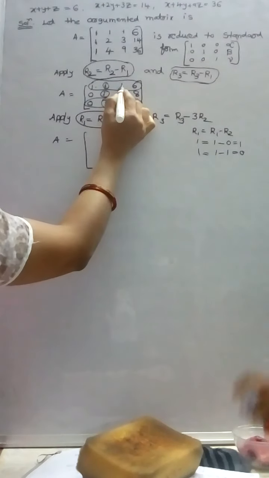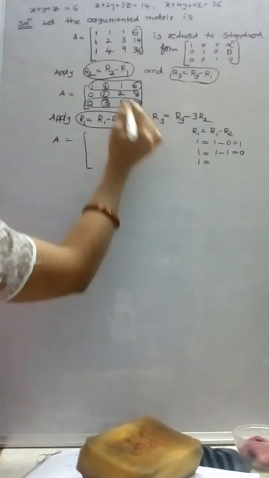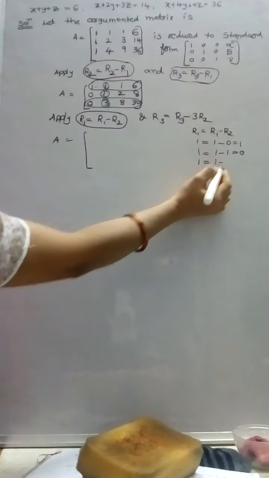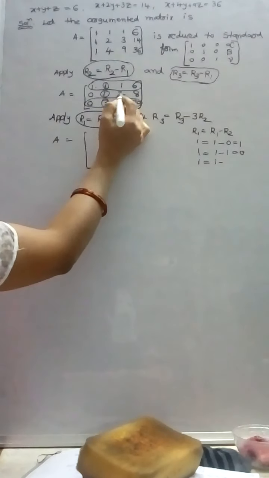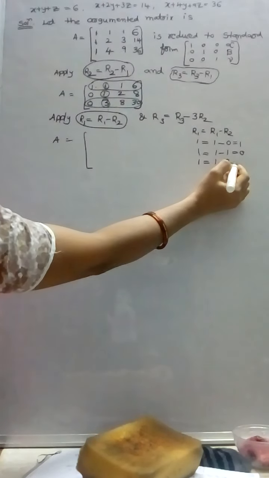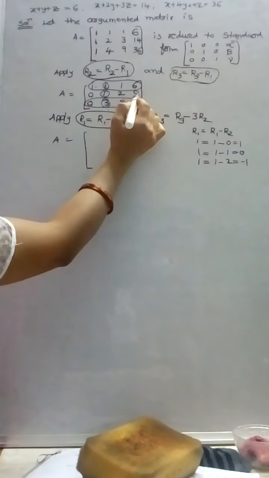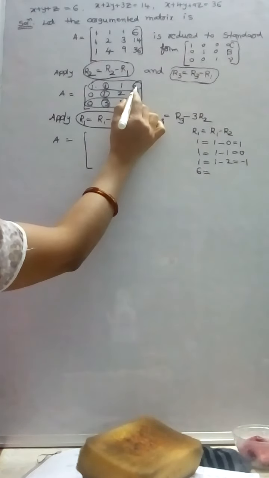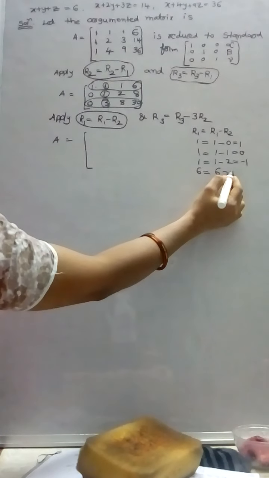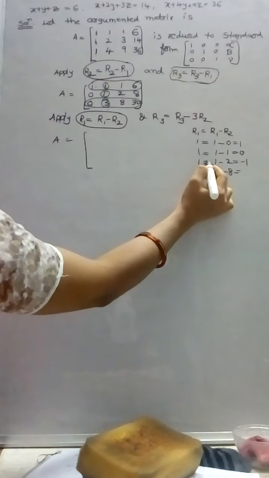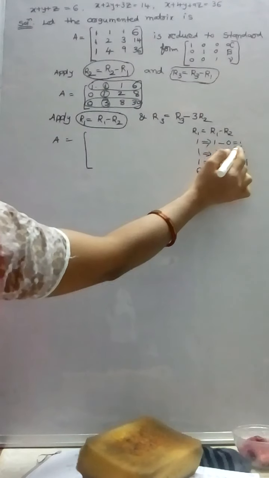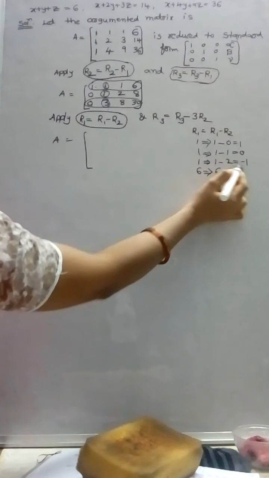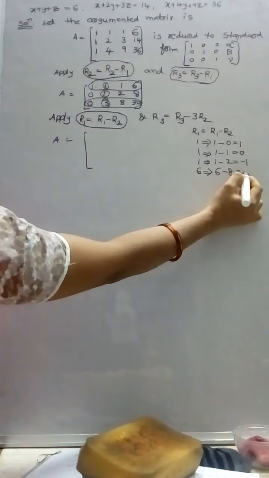Next, here R1 third element is 1. The corresponding element of R2 is 2. 1 minus 2 equals minus 1. Next, here we have 6. The corresponding element of 6 is 8. 6 minus 8 is minus 2. So these elements are changed: 1 changed to 1, 1 changed to 0, 1 changed to minus 1, and 6 changed to minus 2.